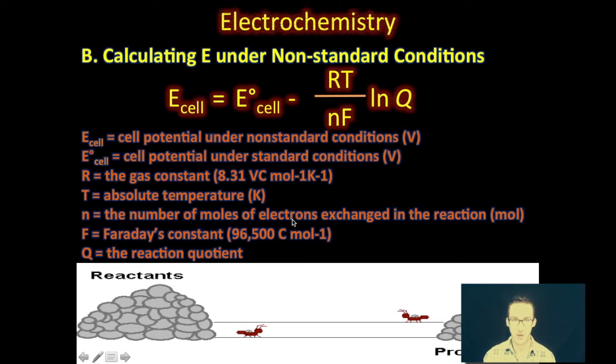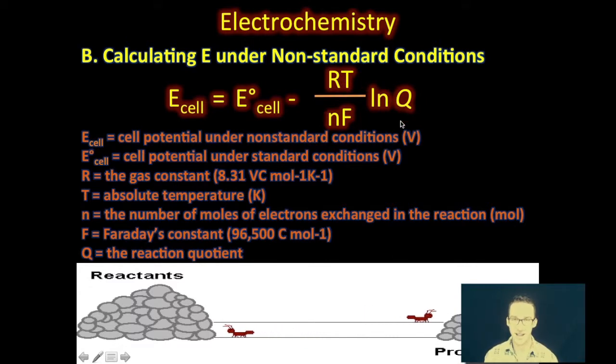As we break this down, note the difference between these two. The little naught symbol there is going to indicate the standard cell voltage under standard conditions. And so whenever you're trying to do it for non-standard conditions, we're not going to see that little naught symbol there. So when we're solving for non-standard conditions, we need to take whatever the cell voltage is under standard conditions and subtract from it RT over nF ln Q.